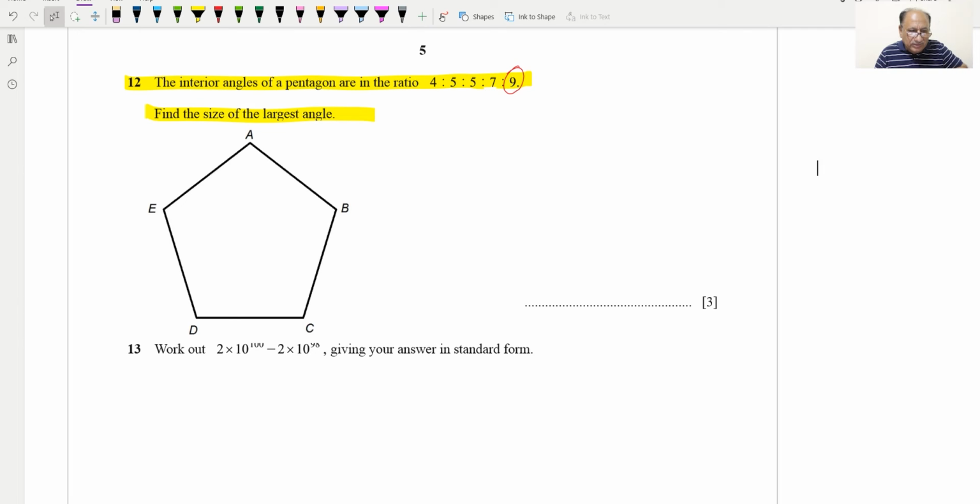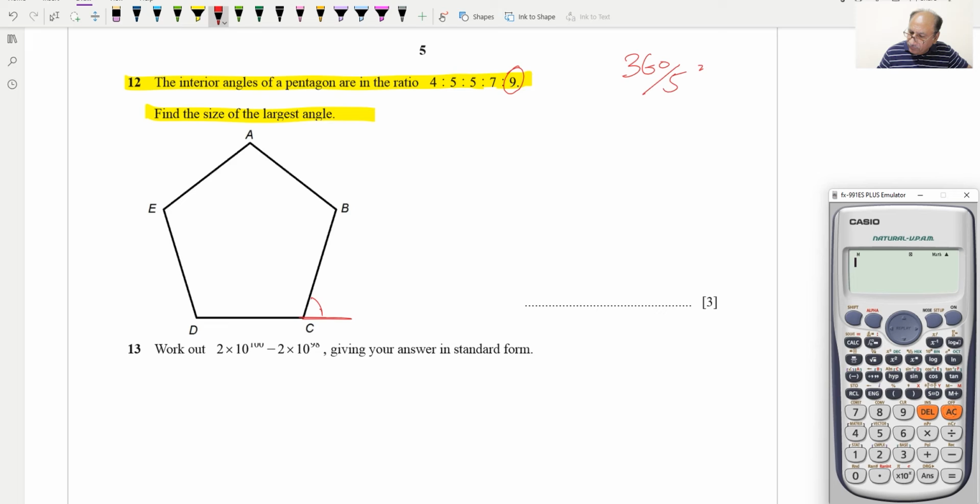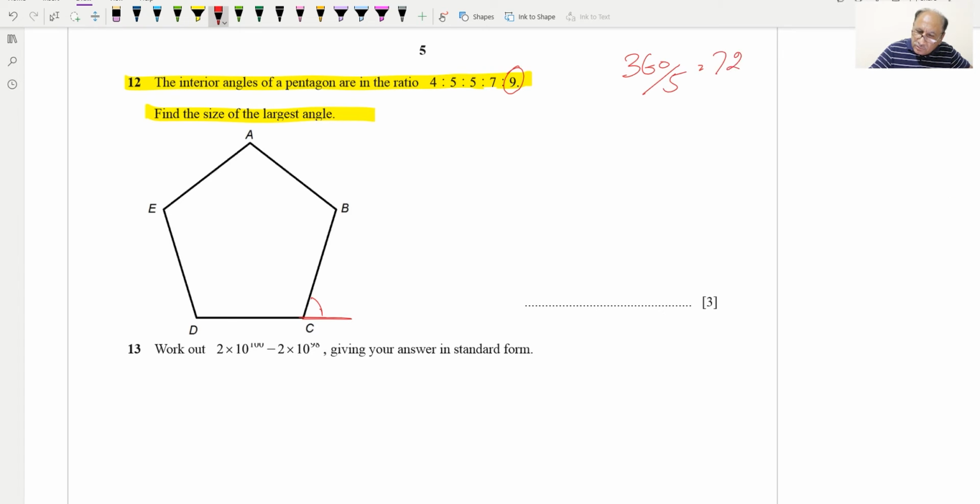If we extend this side, this will be the exterior angle, and there will be 5 such angles. So 360 divided by 5 will be equal to 72 degrees. So 72 degrees will be this exterior angle, so we can write here exterior angle will be equal to 72.